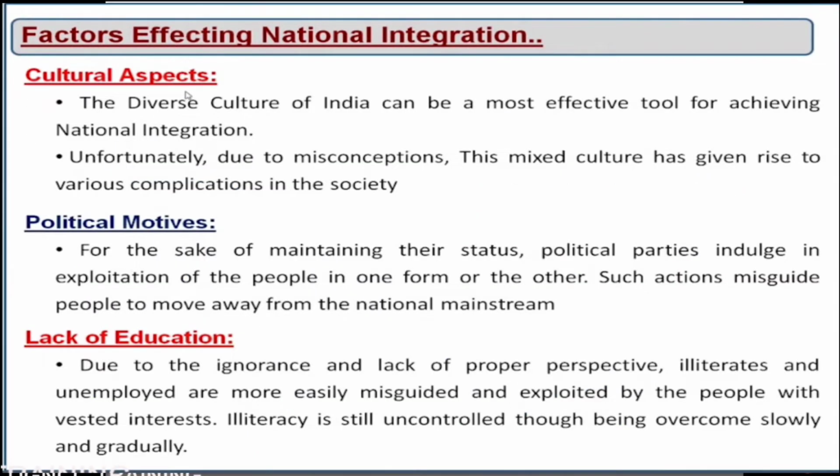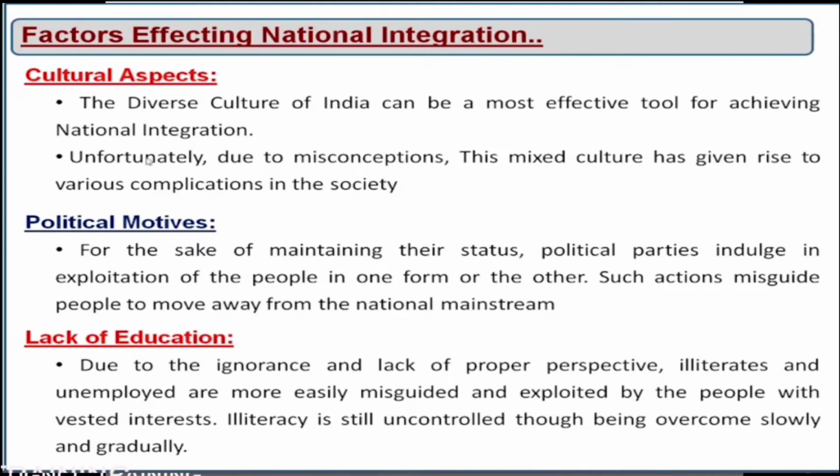Cultural aspects. We all know that India has a multiracial and multi-religious diverse culture. This can be a most effective tool for achieving national integration. Unfortunately, the people are not being correctly taught and guided on these cultural aspects, and hence the mixed culture has given rise to various complications in the society. It is often forgotten that we all belong to the same culture, whatever be its beginning.